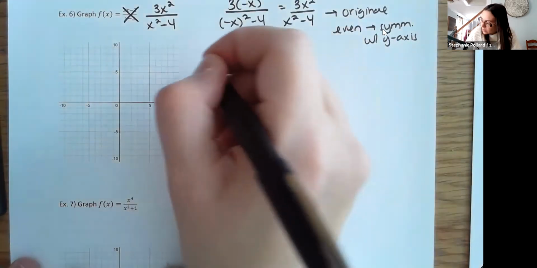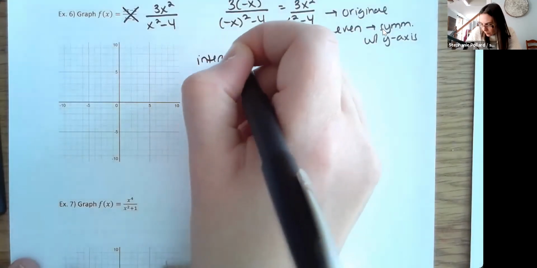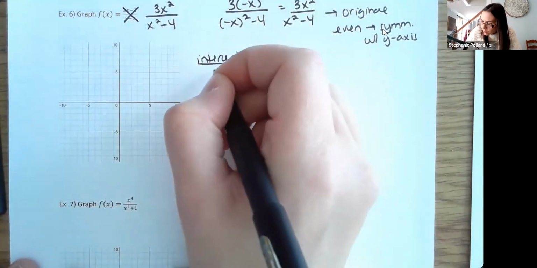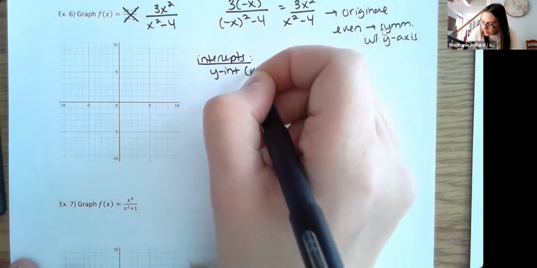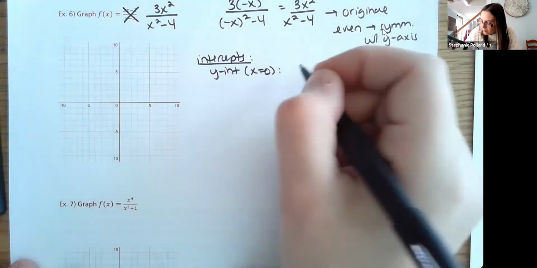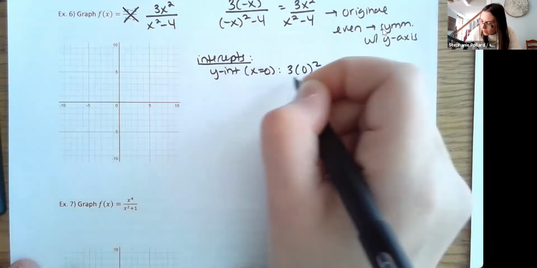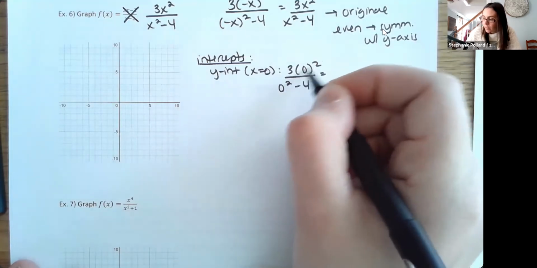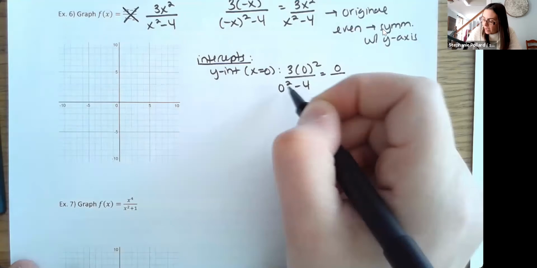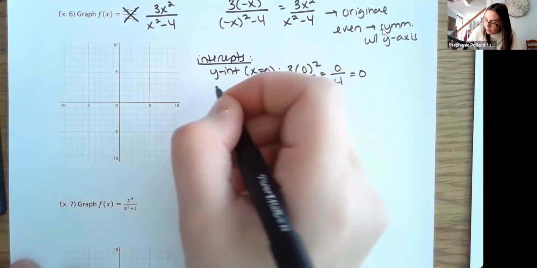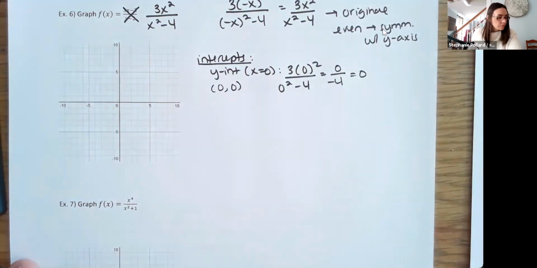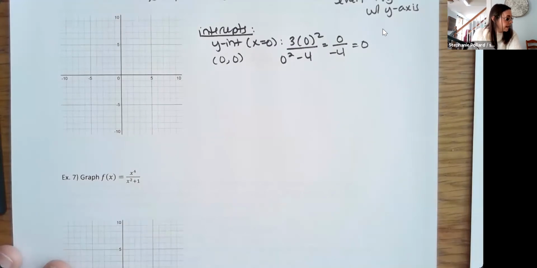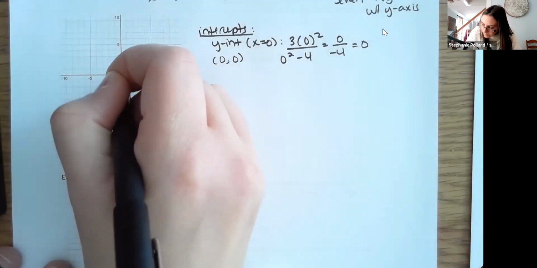All right, next we're going to look at our intercepts. So I'm going to do my y-intercept first. So I'm going to plug in x equals 0 there. And I have 3 times 0 squared over 0 squared minus 4. Now 3 times 0 squared is 0, and 3 times 0 is 0. Here I have -4, so my answer is just 0 here. So I do see that I have a y-intercept right at 0, 0. Plot that in.